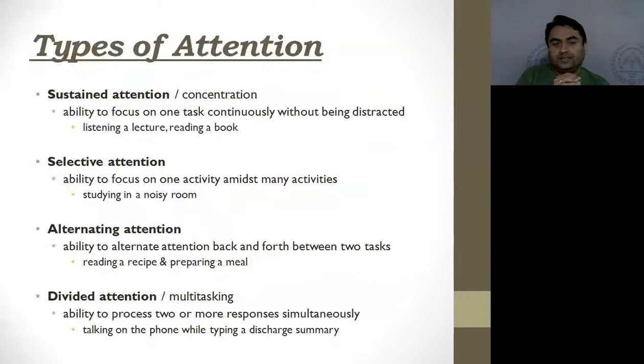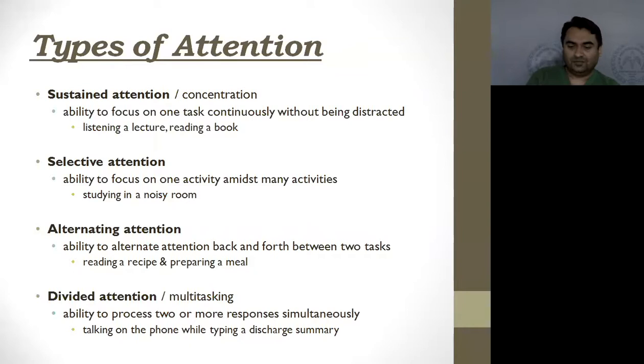Last bit here: what are the different types of attention that you classify? Sustained attention, or concentration, is the ability to focus on one task without being distracted, like all of you so nicely listening to a lecture. Second is selective attention, the ability to focus on one activity in the midst of many other activities, like studying in a noisy classroom. Alternating attention is being able to alternate back and forth between two tasks, like reading the cookbook, making the meal, reading the cookbook, making it. And the last one is multitasking or divided attention, which all our registrars are so beautifully attuned to: the ability to process two or more responses simultaneously, talking on the phone, giving the nurse orders, and typing the discharge summary.